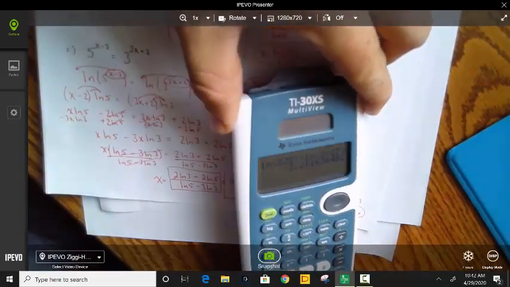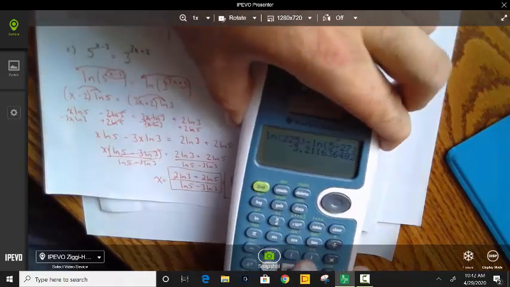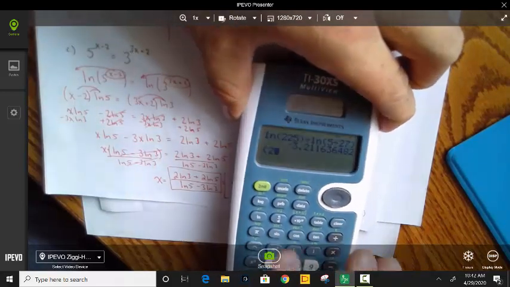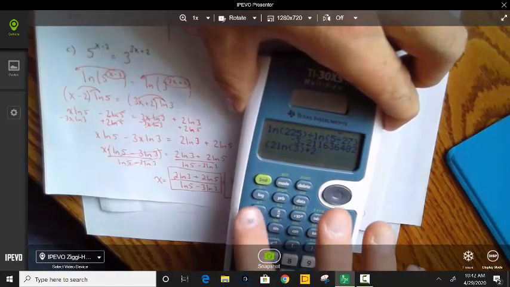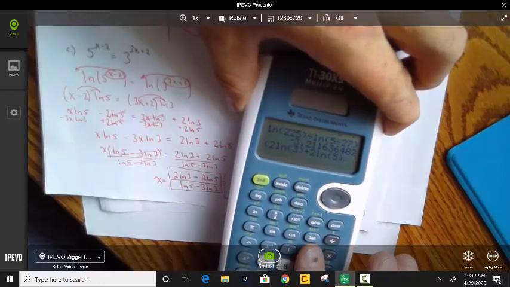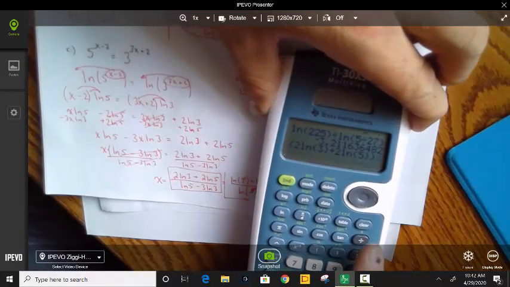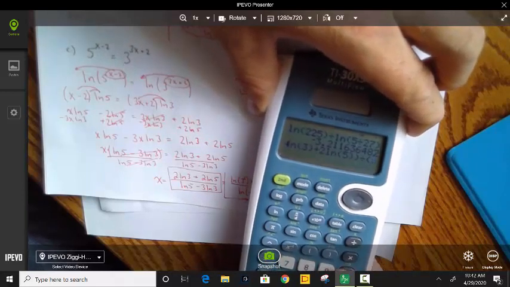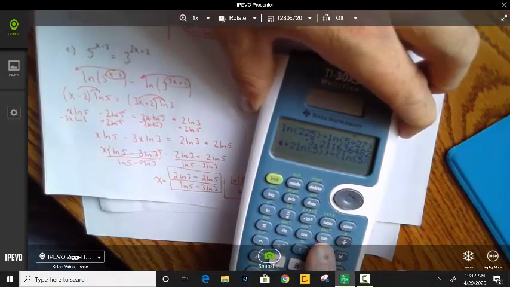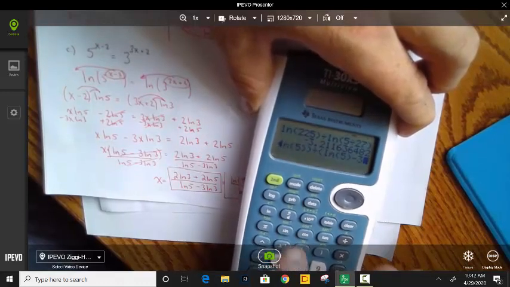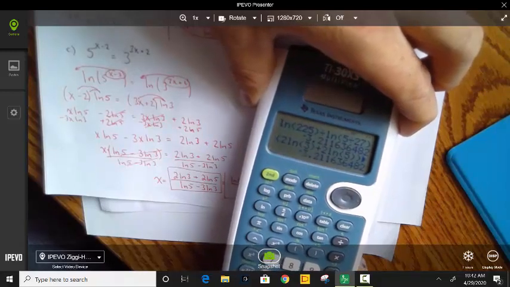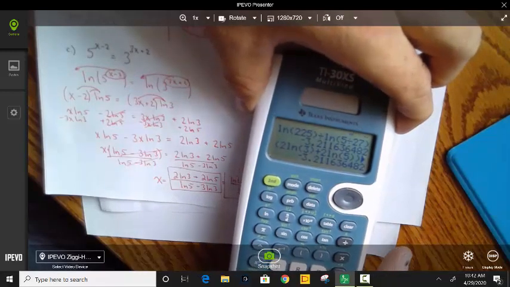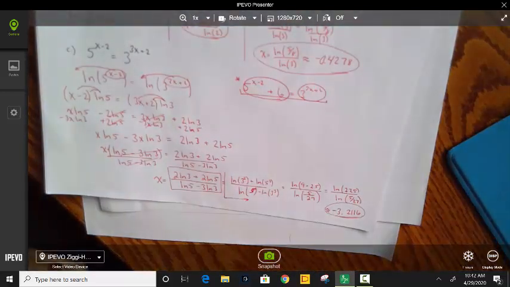So if I want to type it in all at once, here's how this would go. It would be parentheses 2 natural log 3, close that logarithm, plus 2 natural log 5, close that logarithm, close the top of the fraction, divide by, open the bottom of the fraction, natural log of 5, close that logarithm, minus 3 natural log of 3, close that logarithm, close the bottom of the fraction. And if you type it in all at once, you'll get negative 3.2116, which is the same answer we got by doing all this condensing.